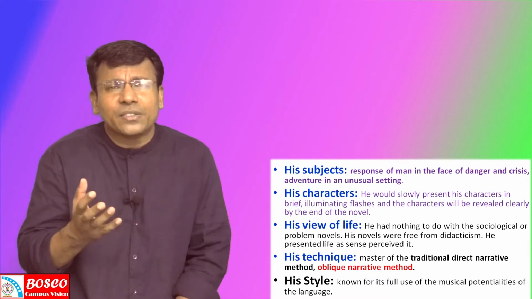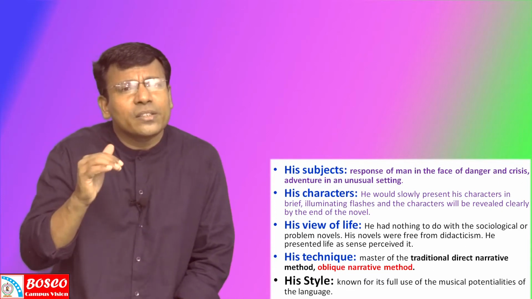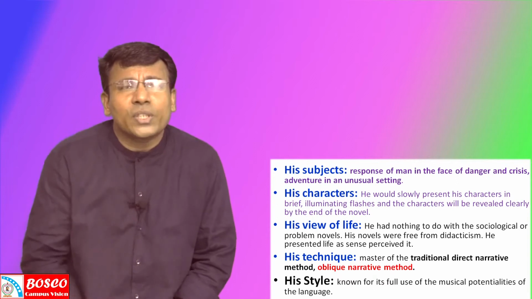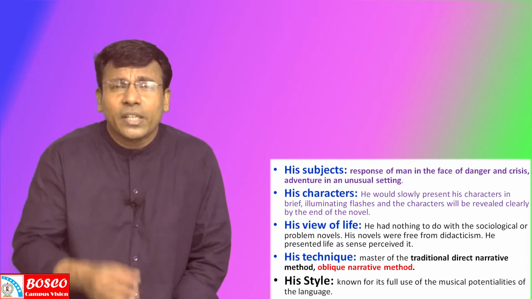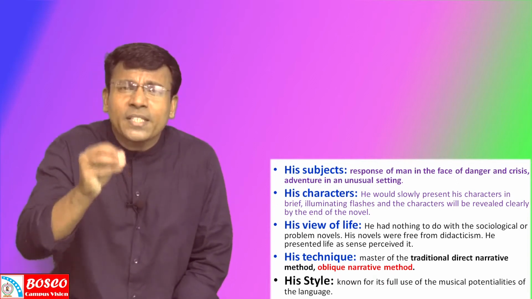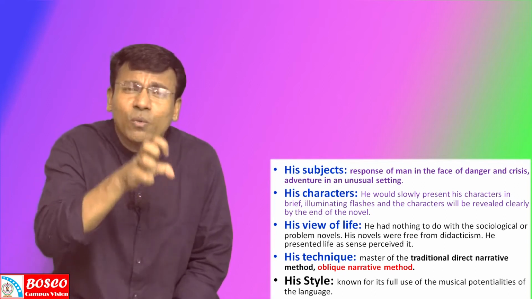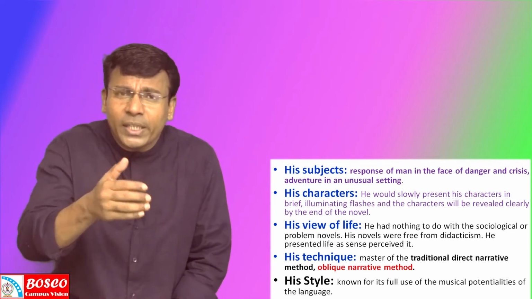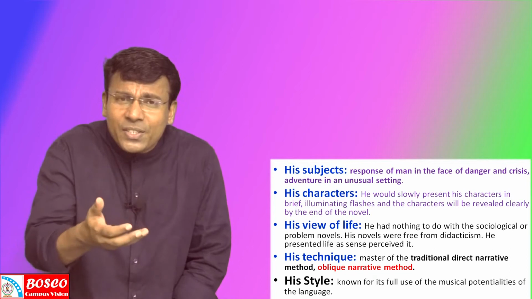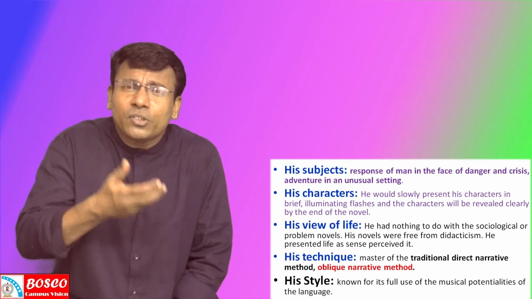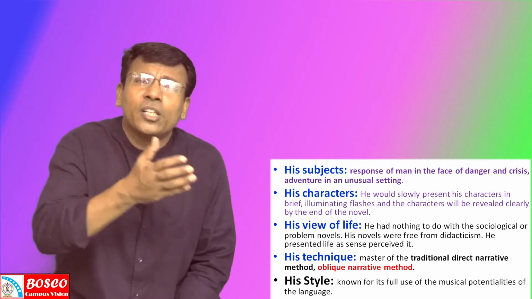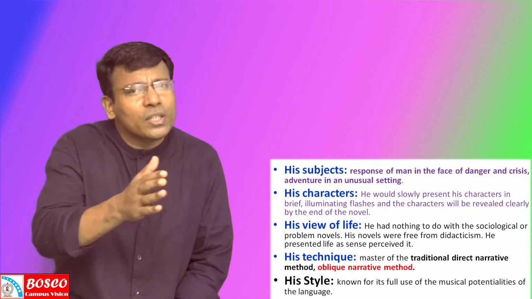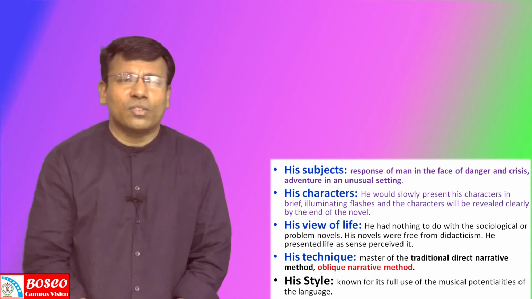What about his characters? Now, Joseph Conrad does not make a straightforward analysis of his characters. He would slowly present his characters in brief, illuminating flashes, and the characters will be revealed clearly by the end of his novel. So, slowly revealing the characters in his novels.